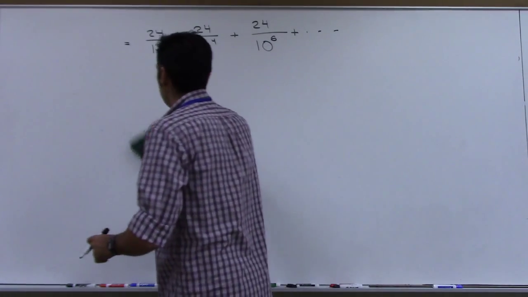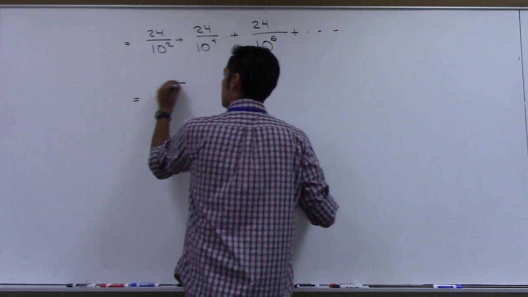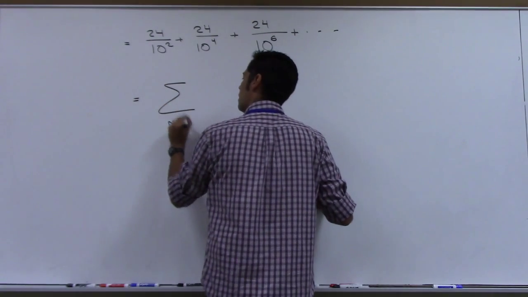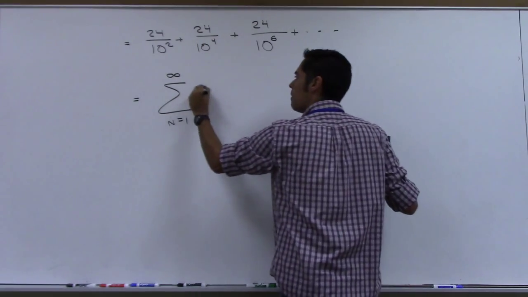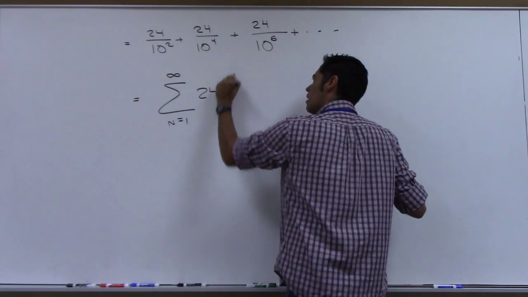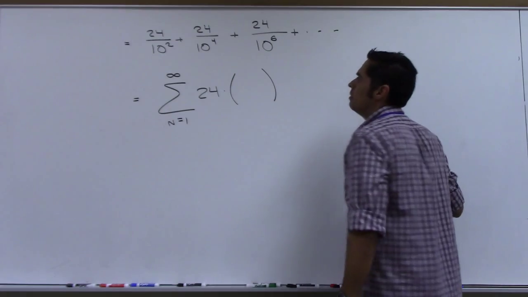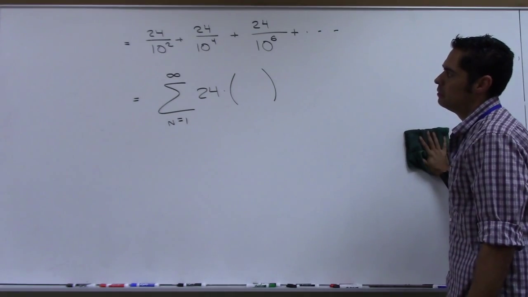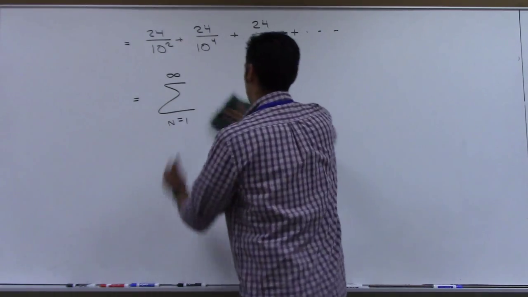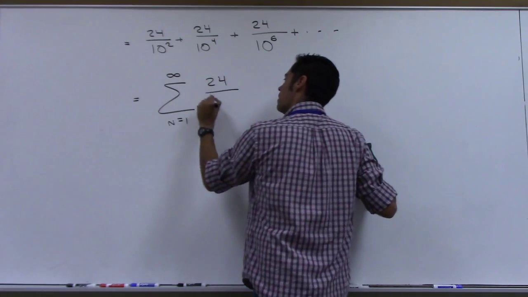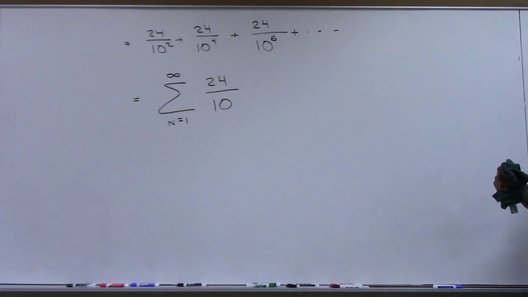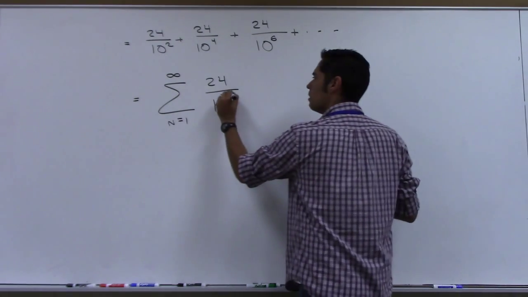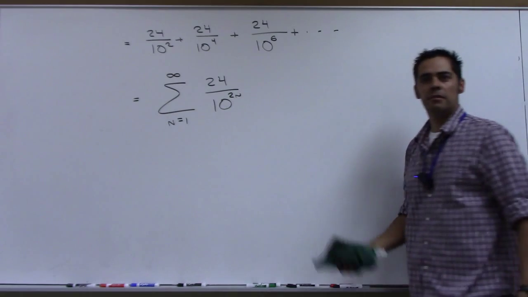And how do we create even? Sum, n equals 1 to infinity. What's never changing? 24. So I'm going to put that out here. 10 to what power? 2n. That's how we create evens, right?